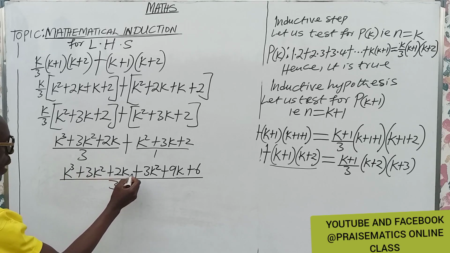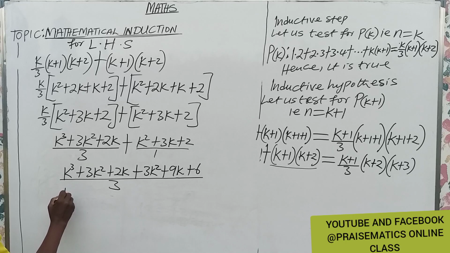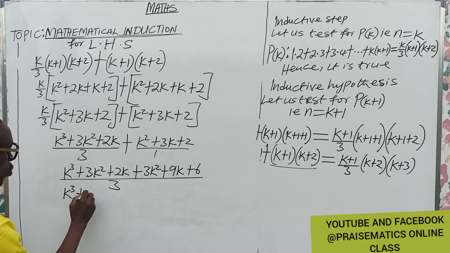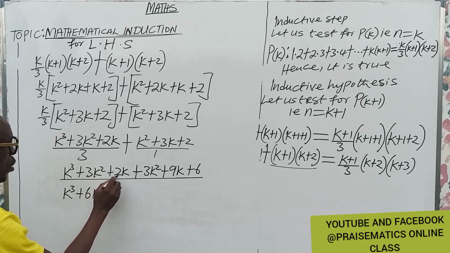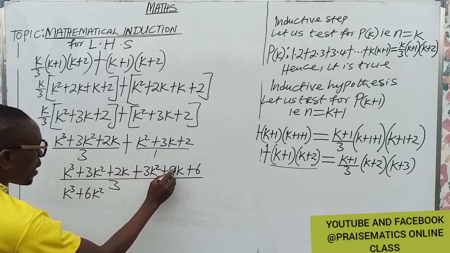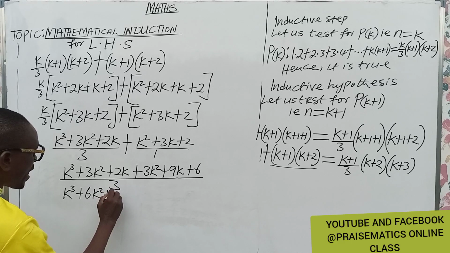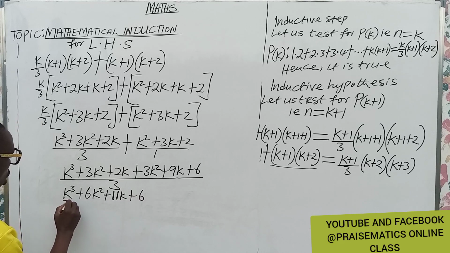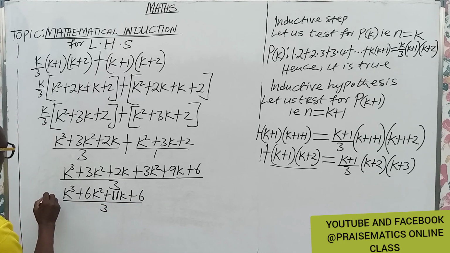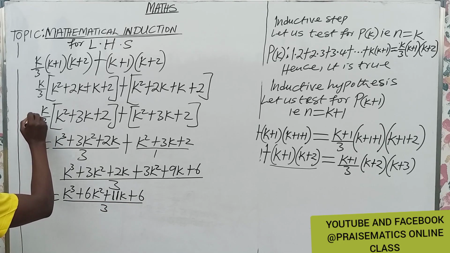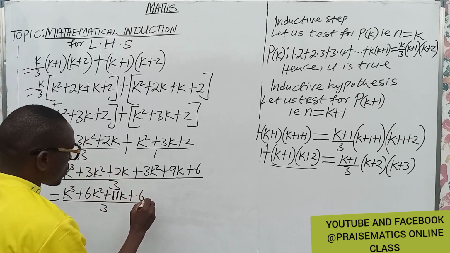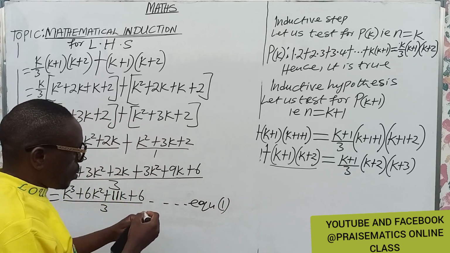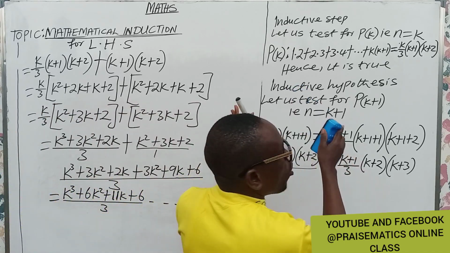Looking at this one and this one, they are like terms. So we have k power 3 plus 3k square plus 3k square will give us 6k square. 2k plus 9k will give us plus 11k plus 6, all over 3. That is our expansion. So call this equation 1. I hope you are through here.